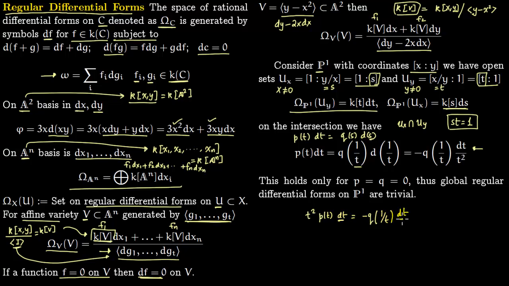If you forget about dt for a minute and think about it, this lies in the ring k[t, 1/t]. Now this does not hold in the ring because you have a t squared here and everything you have here is in 1 by t. So this will not hold, and the only way for this to hold is if both p and q are 0. So global regular differential forms on P1 are just 0. They are trivial.